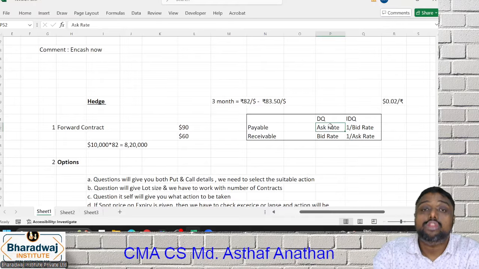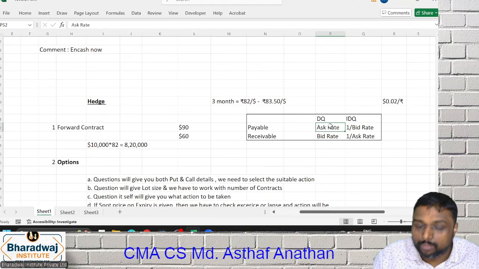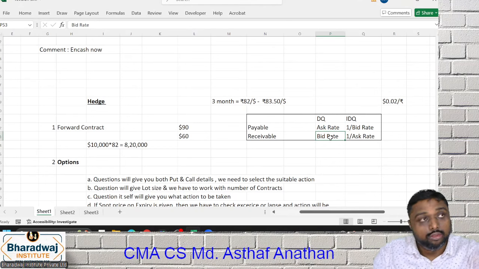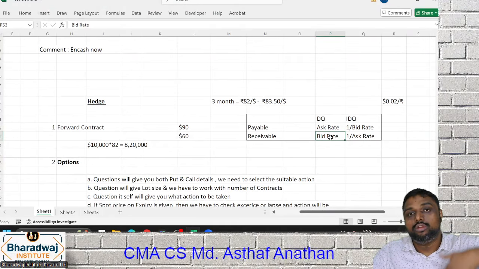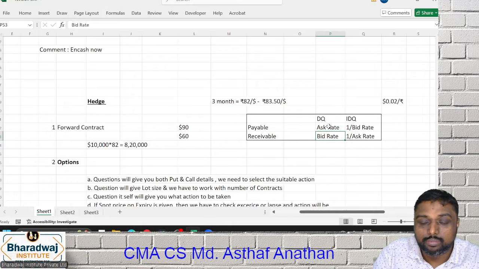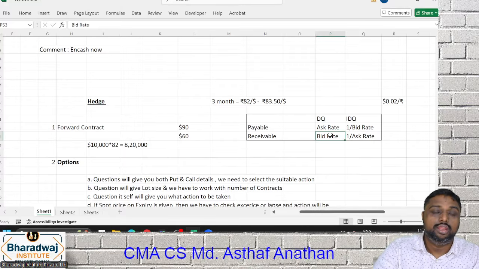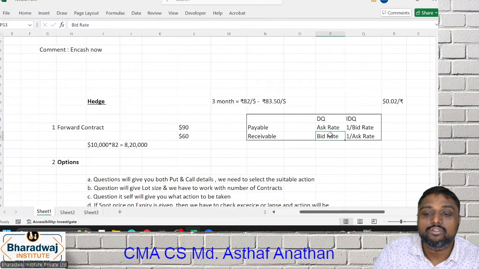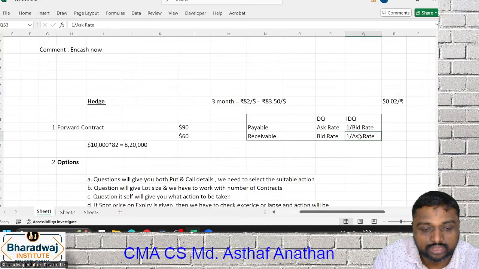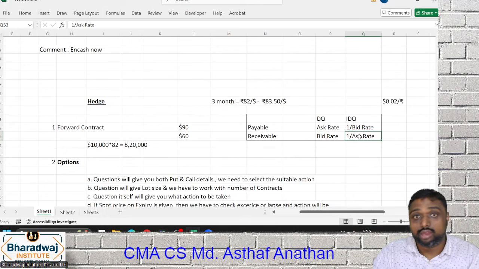The rate at which the bank sells is called the ask rate. In the regular session, we went through the conceptual part. Now we have 10 days left and everyone wants a shortcut, so I am giving this shortcut for you, friends. If it is a receivable, it is the opposite: you are giving dollars to the bank because the foreigner will pay $10,000 into your account, and you get your home currency. So the bank is buying, and the rate at which the bank buys is called the bid rate. So payable, any type, ask rate. Receivable, any type, bid rate. If it is an indirect quote, it is the opposite: if it is the ask rate, use 1 by bid rate; if it is a receivable with the bid rate, use 1 by ask rate. Hope all of you are clear.